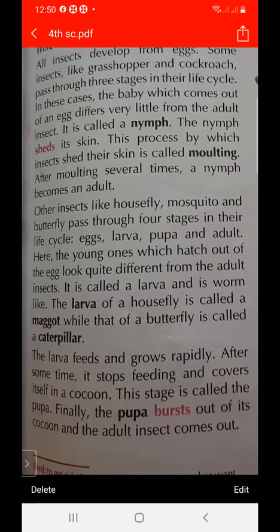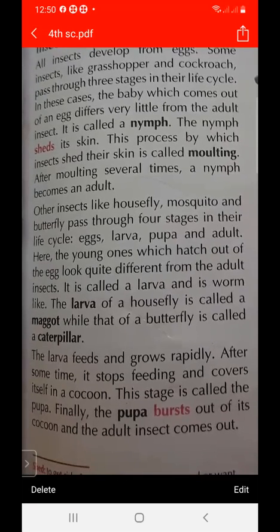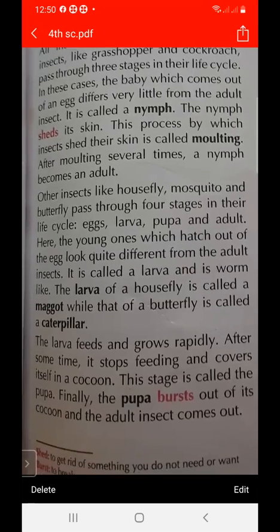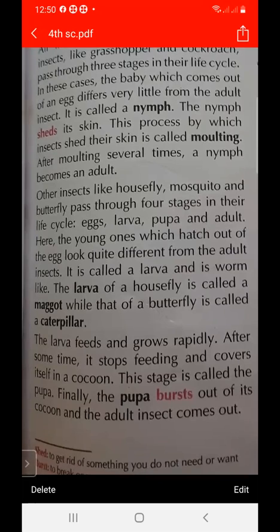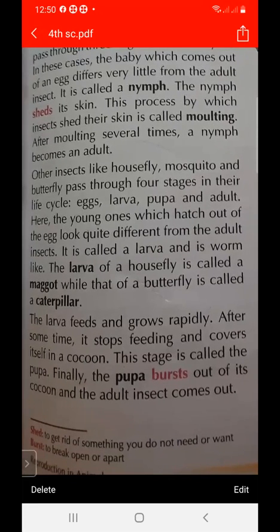And what do you mean by the maggot? The larva of housefly is called maggot, and the larva of butterfly is called caterpillar.